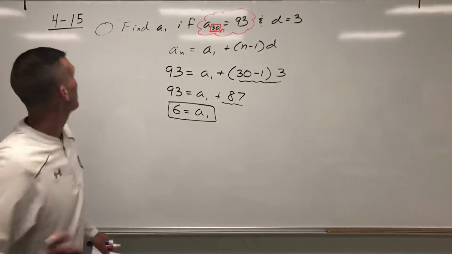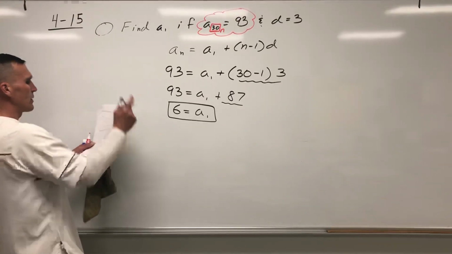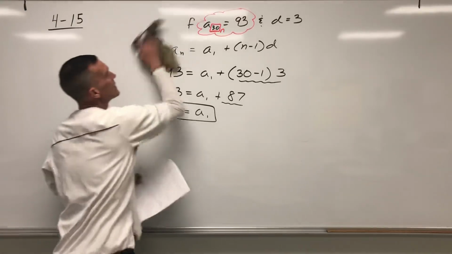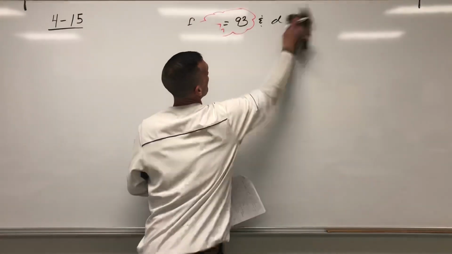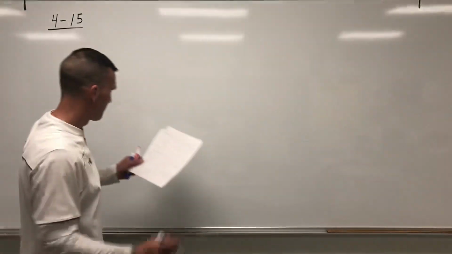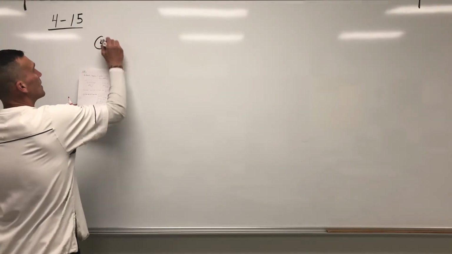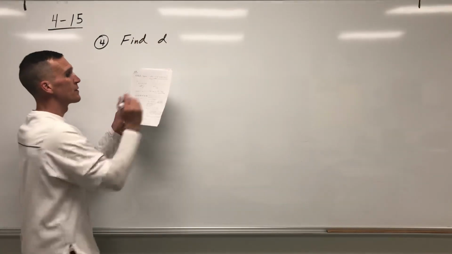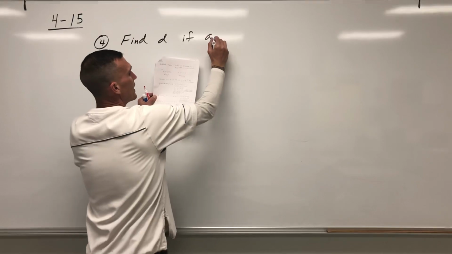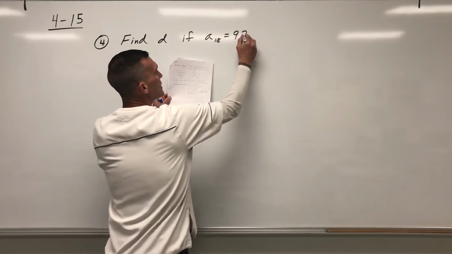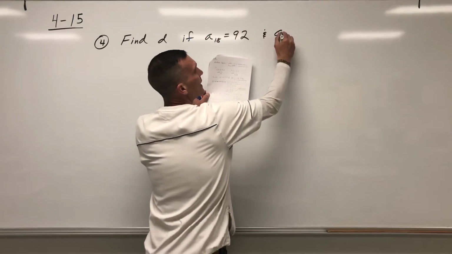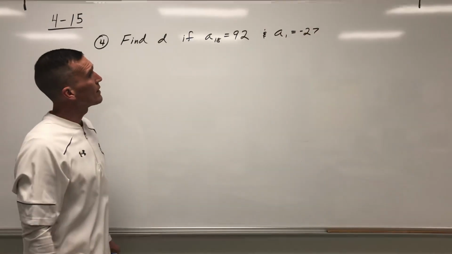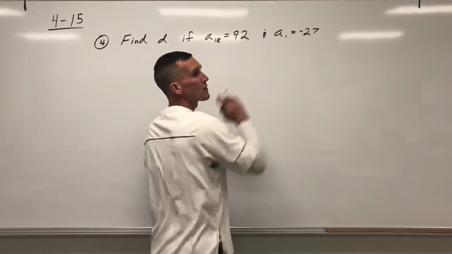All right, last problem of your notes. Sorry, that was number 3, by the way, so I'll put a 3 there. Is number 4. And we're going to find d, or the common difference, if a sub 18 equals 92 and a sub 1 equals negative 27. So what we really have now is the 18th term and the first term.